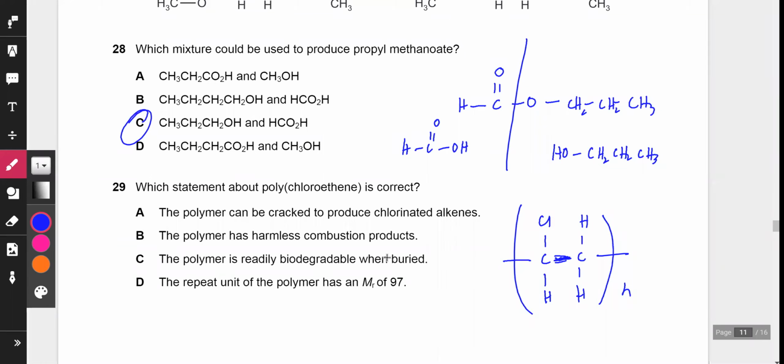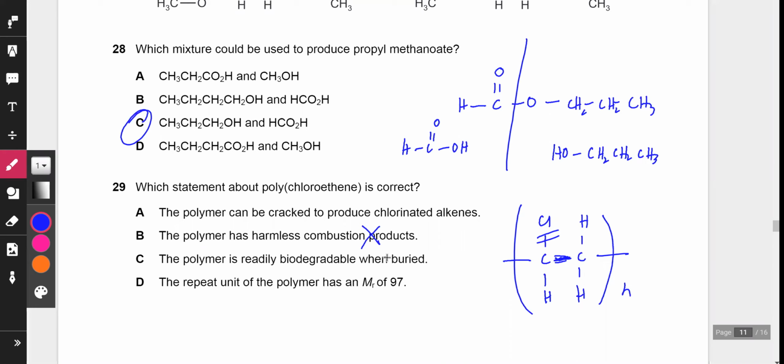The polymer has harmless combustion products. They're not going to be harmless because it has chlorine. It could form HCl gas. Lots of different chlorine oxides can be produced. So it's going to produce a lot of harmful products.